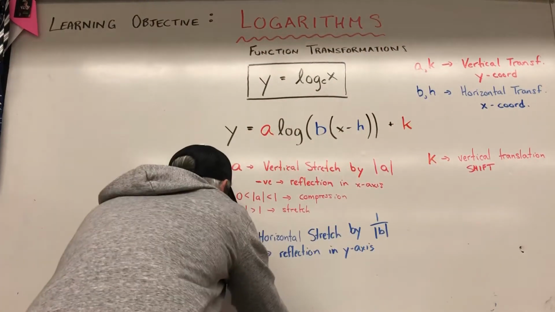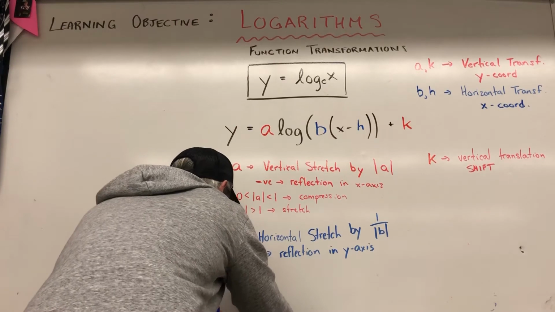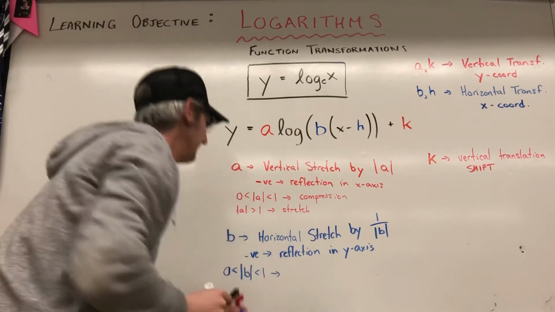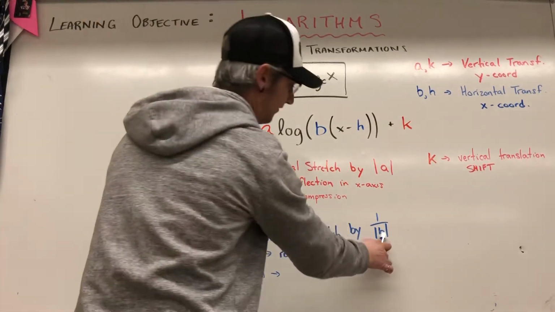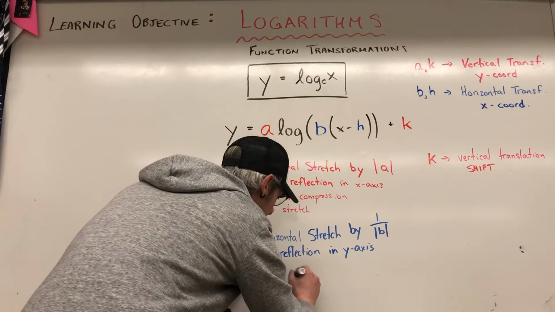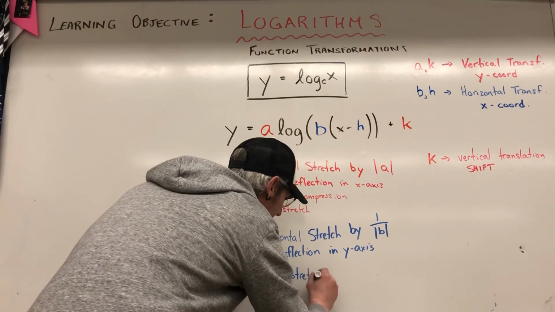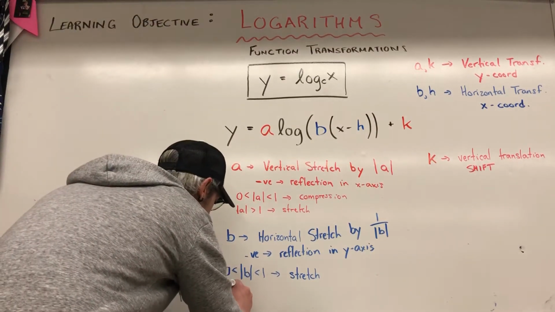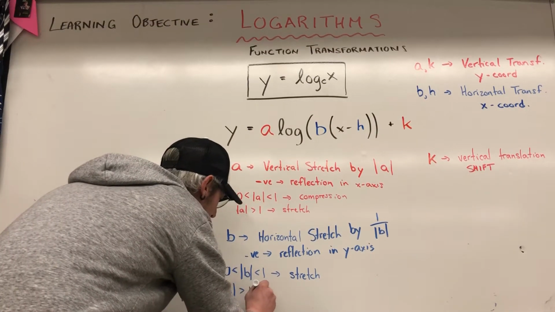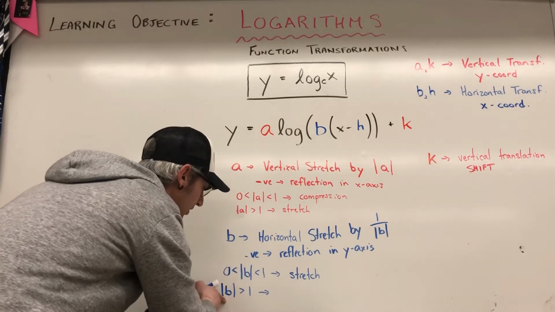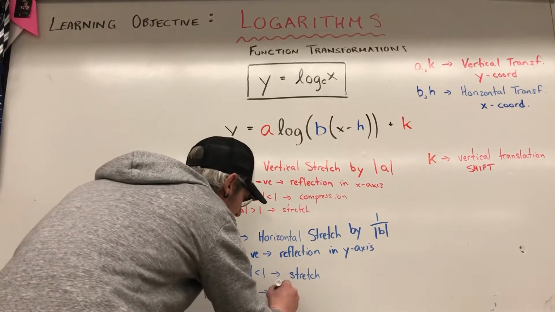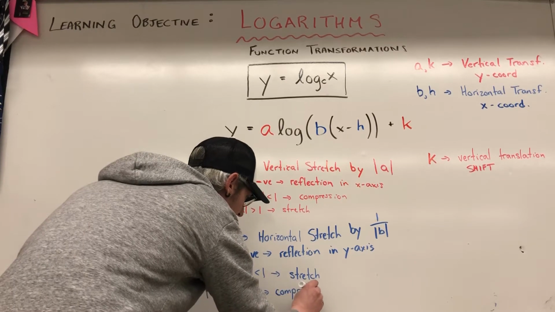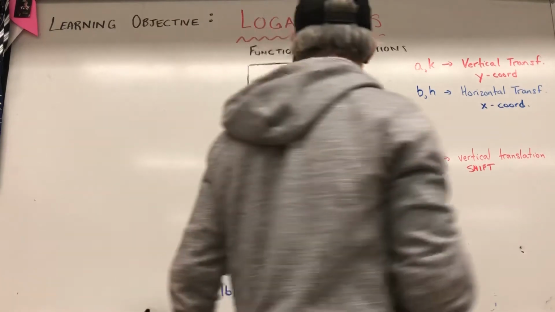And if the absolute value of B is between 0 and 1, so if it's a fraction, well, 1 divided by a fraction will be a stretch. It'll be a number bigger than 1, so I'm going to multiply my x coordinates by that. And if the absolute value of B is greater than 1, 1 divided by any number bigger than 1 is going to be a fraction, so I'll get a compression. I'm going to be dividing my x coordinates. So it just kind of behaves opposite to A.